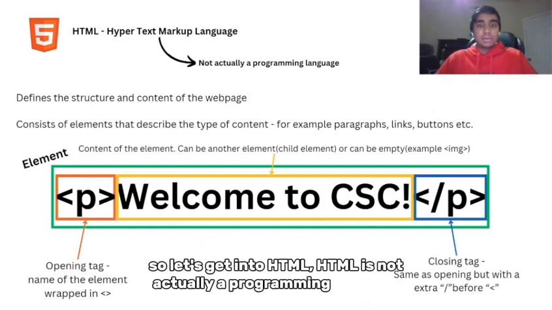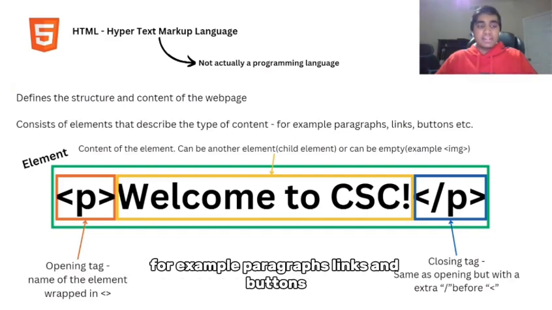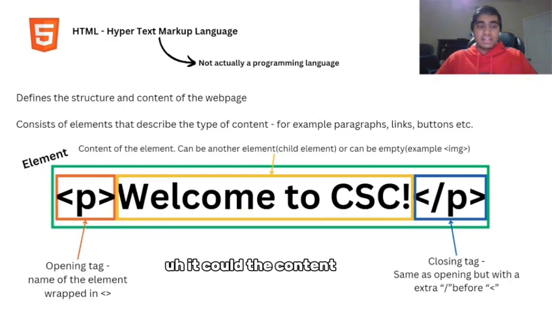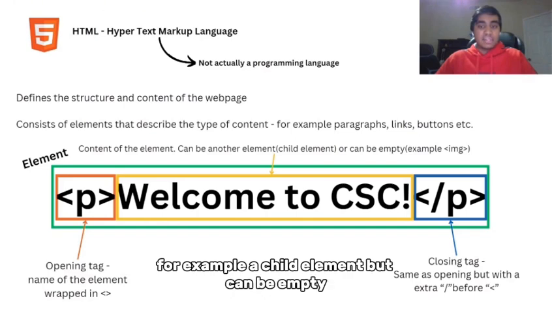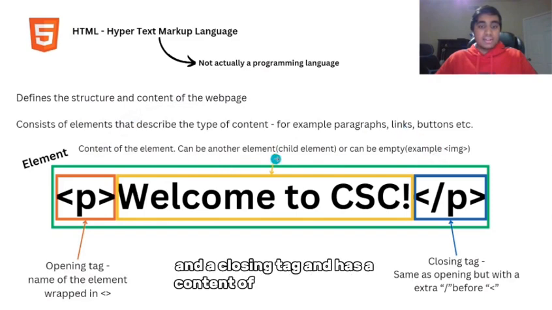HTML is not actually a programming language. It defines the structure and content of the web page. It consists of elements that describe the type of content, for example, paragraphs, links, and buttons. The content of an element can be another element, for example, a child element, or it can be empty, for example, the image element. Here you can see a paragraph element. It has an opening and a closing tag and has a content of "Welcome to CSE".